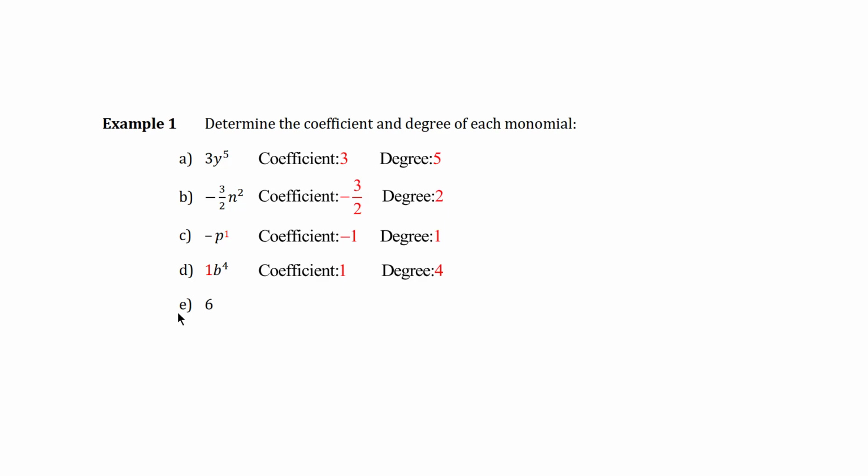For part E, we have 6. The coefficient would be 6, and the degree would be 0. It's understood that when there's no variable, the exponent on the variable would be 0. The reason why it's 0 is because any variable that has an exponent of 0 is equal to 1. For example, if we have 6x to the 0 power, x to the 0 power would be 1. We would have 6 times 1, which is just 6.